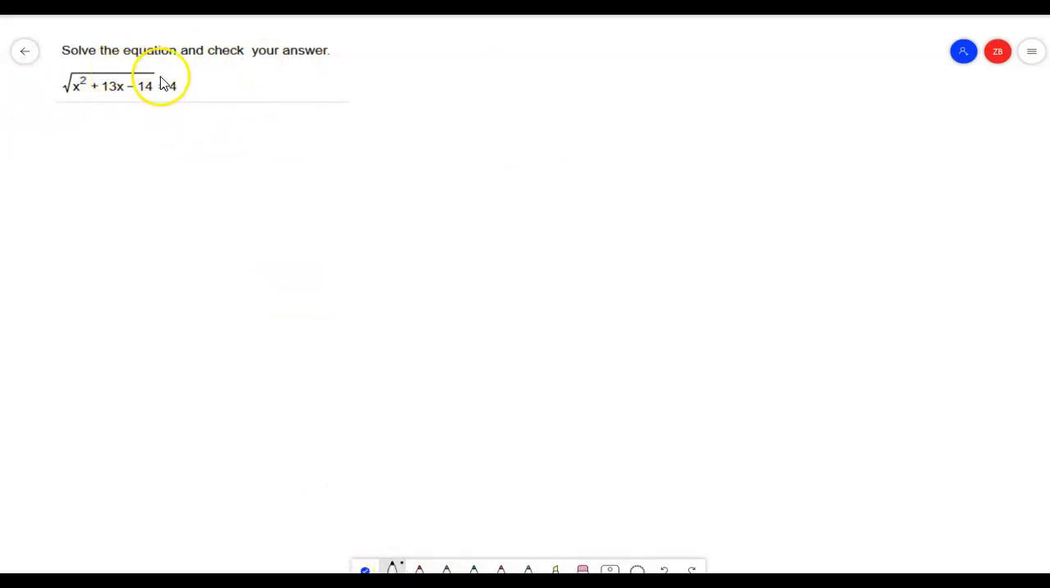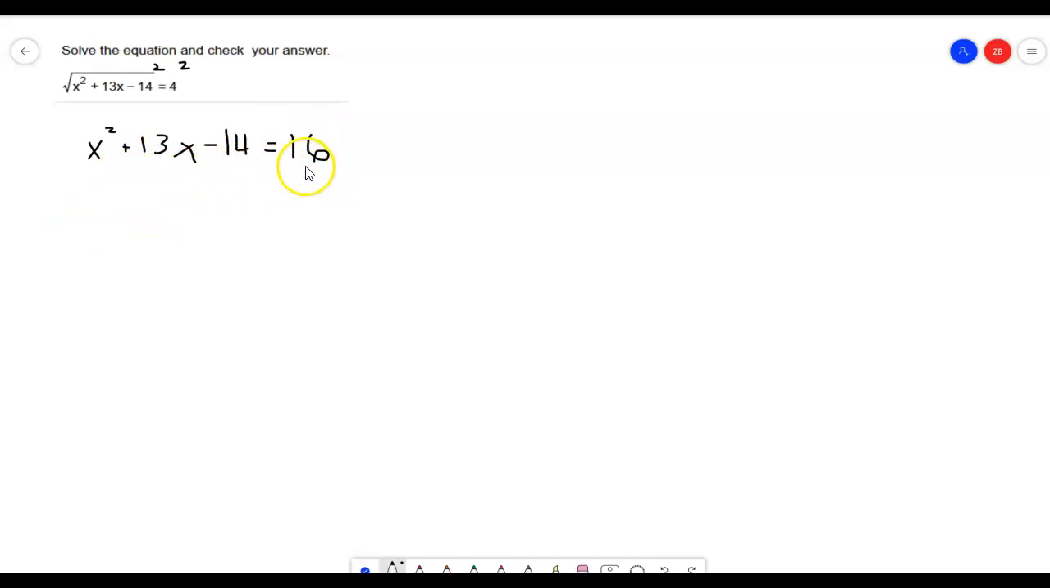What I'm going to do is I'm going to go ahead and square both sides to get rid of the radical. And when I do that, I got to look out for extraneous solutions once again. But that'll get rid of the square root over there. So I'm going to get an x squared plus 13x minus 14 is equal to 4 squared, which is 16. And then this is something that I can go ahead and solve.